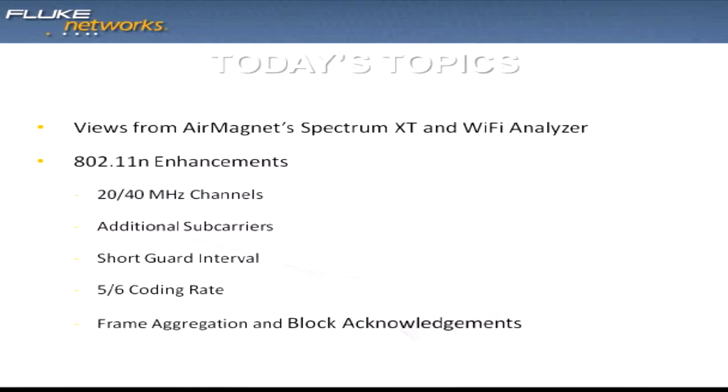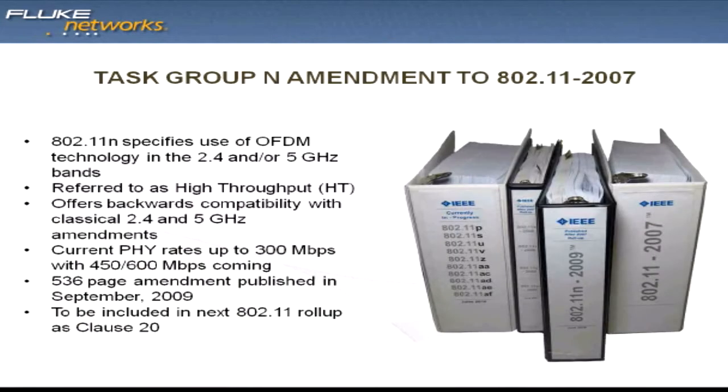The whole point of the conference, though, will be to look at some of the additional 802.11n enhancements. For instance, 20, 40 megahertz wide channels, additional subcarriers, short guard intervals, 5/6 coding rate, and frame aggregation with block acknowledgments. These are optional features built into 802.11n that may or may not be available depending on the channel aspects and characteristics, and these particular options can have a significant improvement on performance of your wireless LAN. So to understand how they work and when they get involved, we'll just take a quick look at those today. So I'm going to change to the next slide.